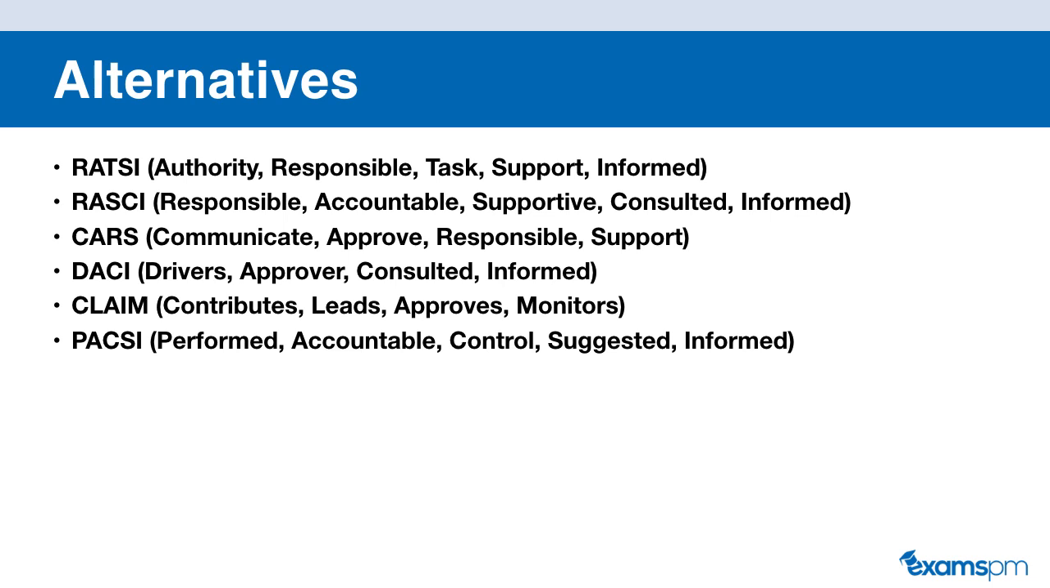Lastly, there are some alternatives to RACI as well. It's not the only type of chart that shows the roles and responsibilities on a project. Here are some alternatives that I've listed. Some include the RATSI, which stands for Authority, Responsible, Task, Support, and Informed, or CARS, which stands for Communicate, Approve, Responsible, Support, or DACI, which stands for Drivers, Approvers, Consult, and Informed. So you'll find many types of responsibility assignment matrix in project management. However, the one you need to know for the PMP exam is just the RACI chart.